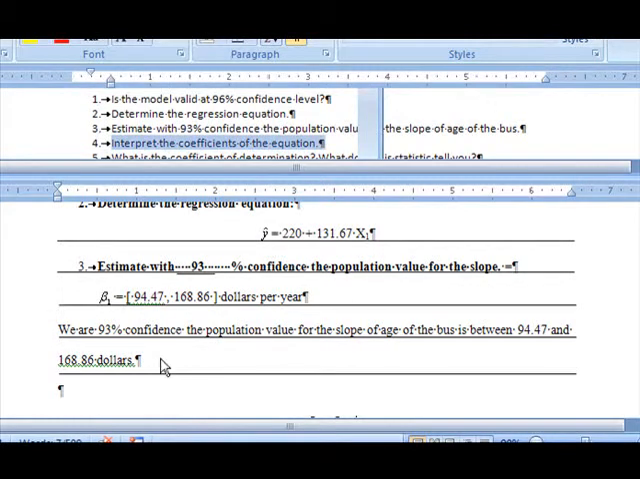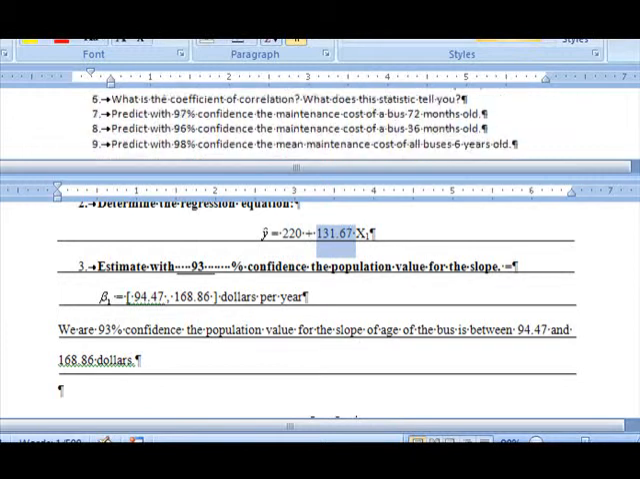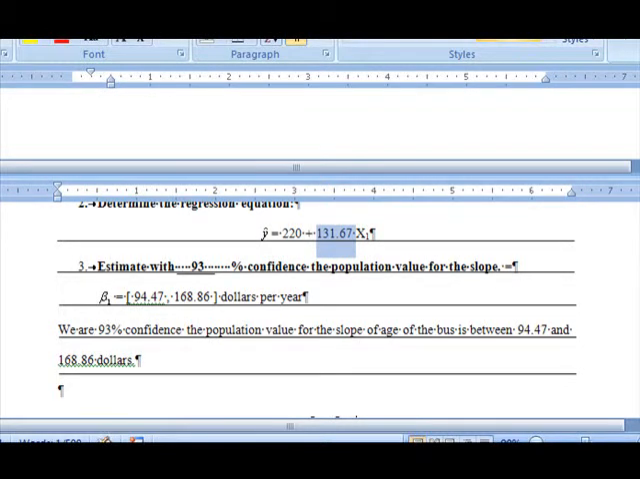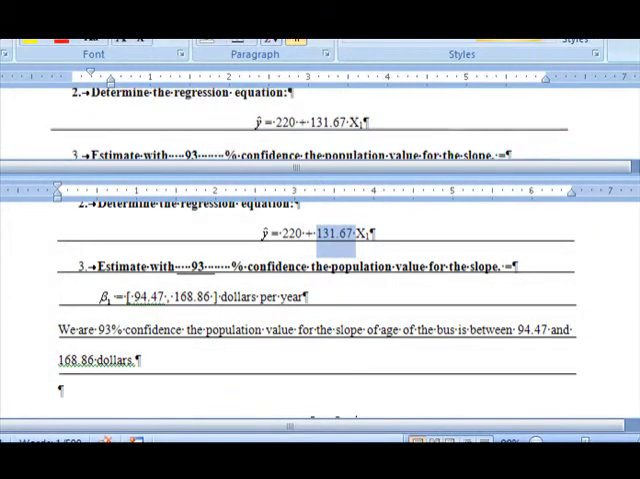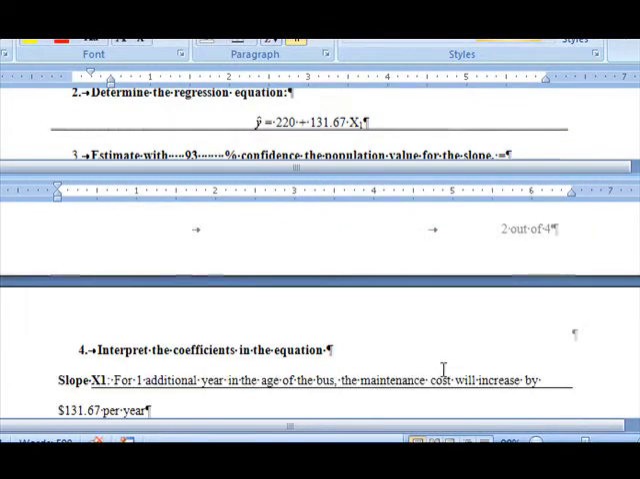Then it says interpret the coefficients of the equation, and that is, what is 220? What is 131.67? That is exactly what we're doing. So we just keep our model in hand to analyze a little bit more the coefficients. And we start with the slope x1. So what is the x1 coefficient? That would be B1. B1 equals 131.67. What does that mean?